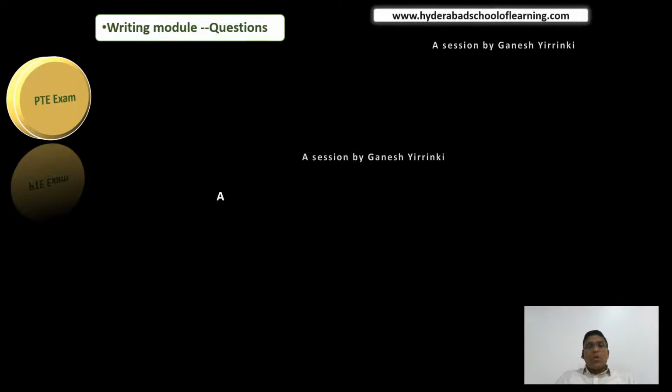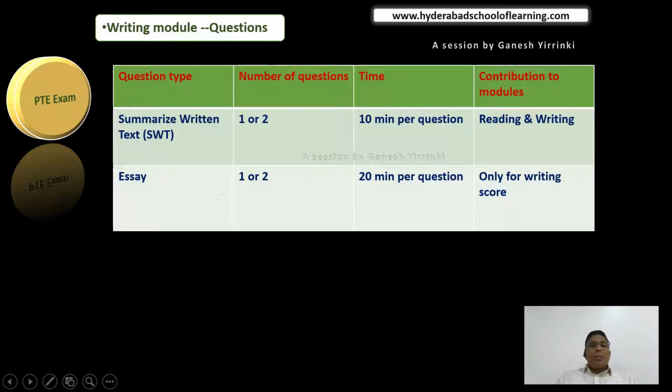And in writing module, we have got 2 questions. One is called summarize written text question. And this question contributes to reading and writing score. You may get most likely one. Very rarely, of course, you may get a second question also. But otherwise, one question means 10 minutes time. And you have points to reading and writing. So I will also tell you about the contributions and the points in my next slides.